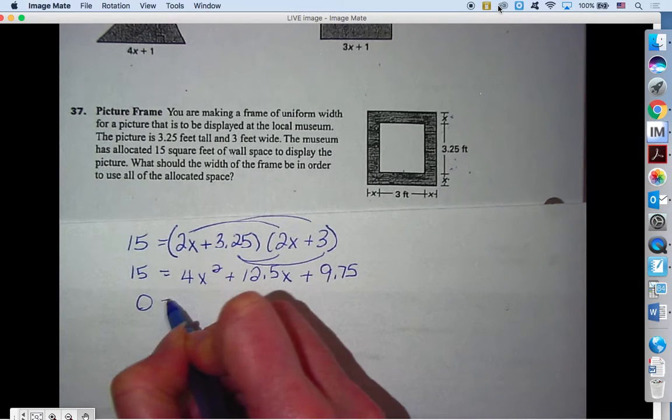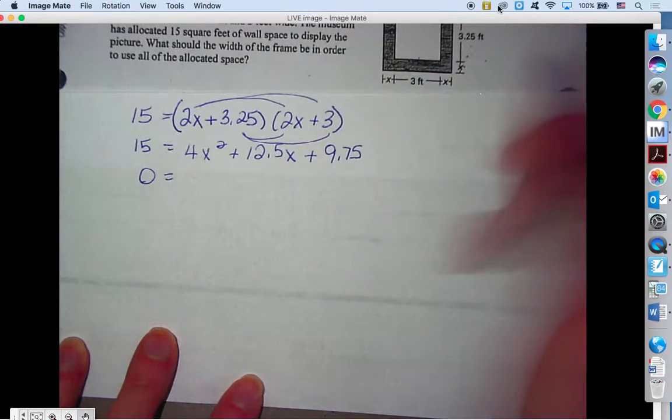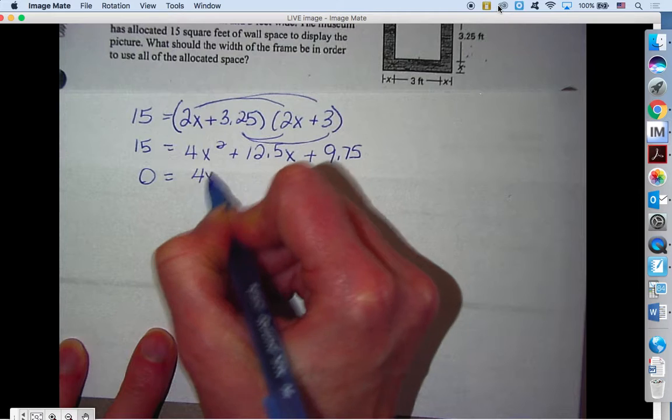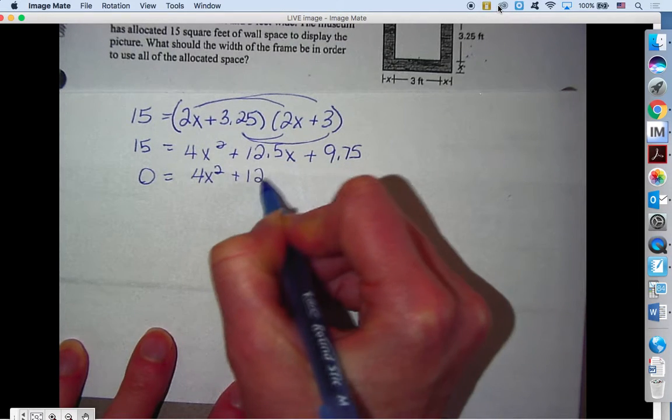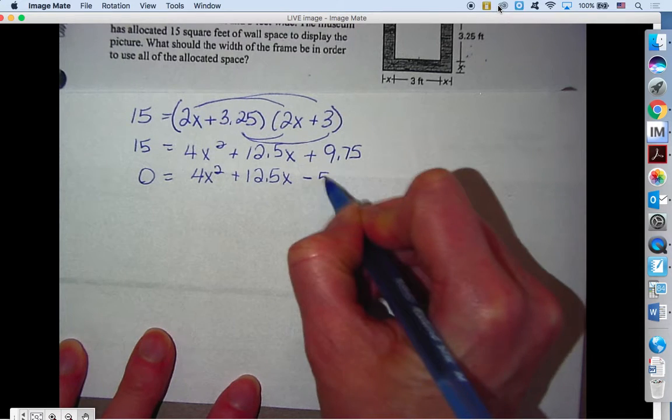So if we solve this, we have to set it equal to 0. So now it's equal to 0. We have to take 15 to the other side. And 10.5 minus 15 is negative 4.5.